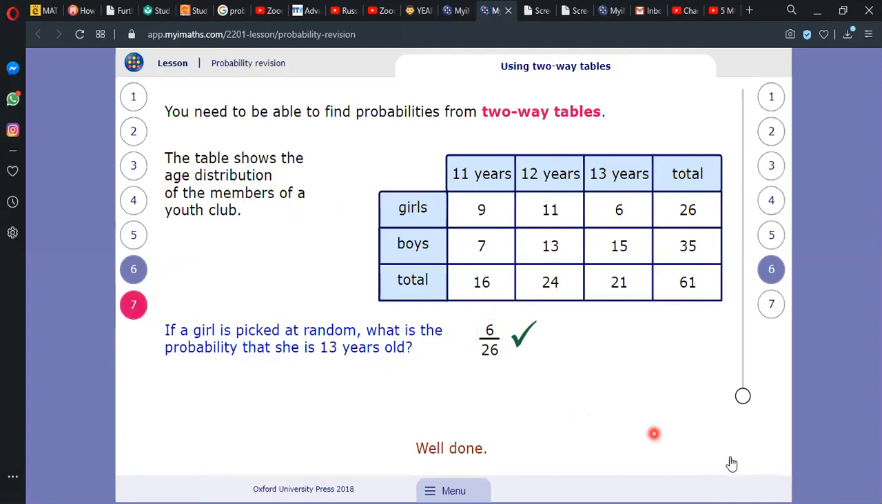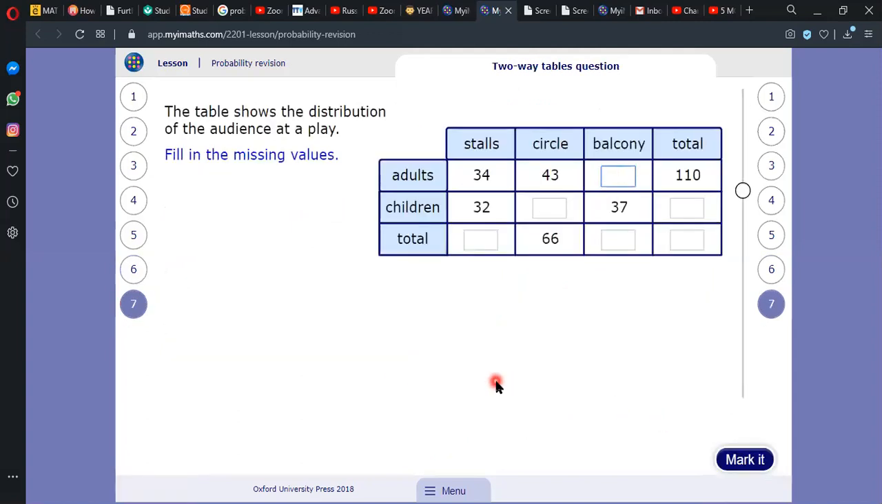And then finally, on our final slide, the table shows the distribution of the audience at a play. Find the missing values. Based on what we understand about the two-way table, the total here should be the total of 34 plus 43 plus the balcony adults to give us 110. So to get the value here, you add 34 plus 43 and subtract it from 110, and that should give you 33. So this place is 33, this is 33.